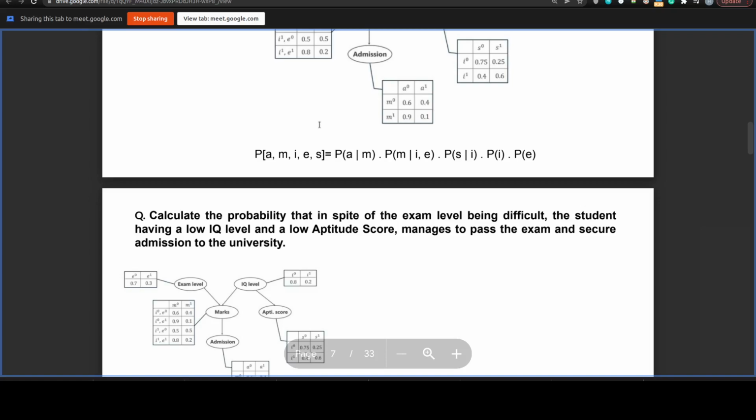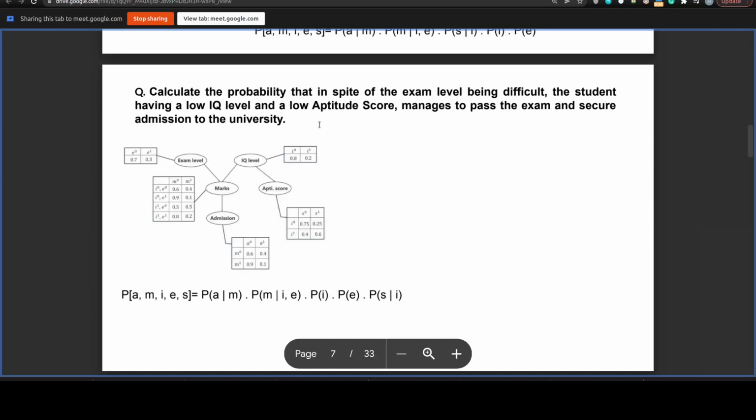Now calculate the probability that in spite of the exam level being difficult, the student having a low IQ level and a low aptitude score manages to pass the exam and secure admission to the university, right? So this we want. Okay, so 0 means low and 1 means high.